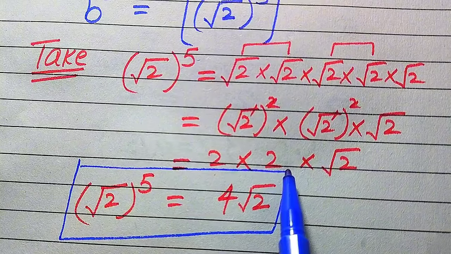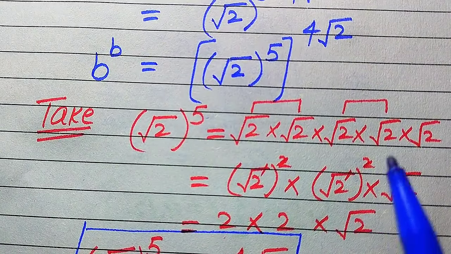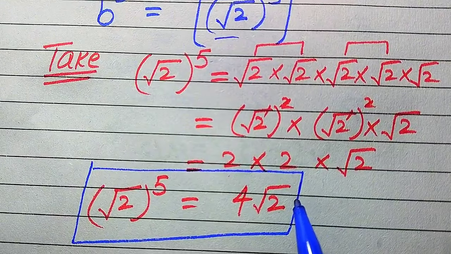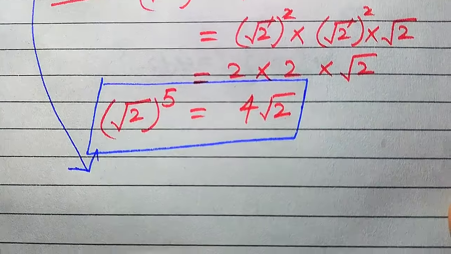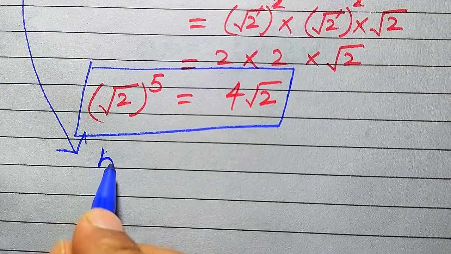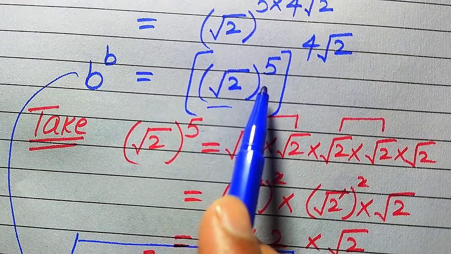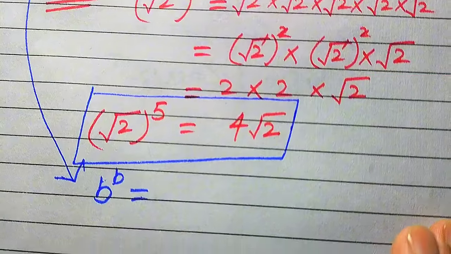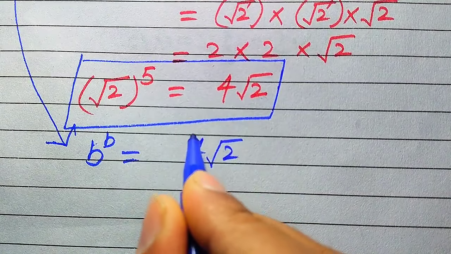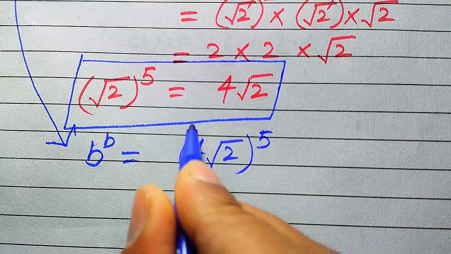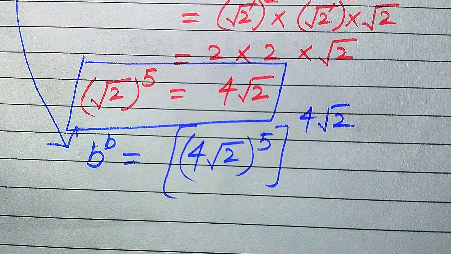Okay. So this is the simplification of this base term. And now we need to move backward and substitute this value into our above equation. So here we copy down the above equation. Here it is b to the power of b is equal to, and you see that the base is square root of 2 to the power of 5, and after substituting this value, it will be written as 4 times square root of 2 to the power of 5, and its whole power is 4 times square root of 2.